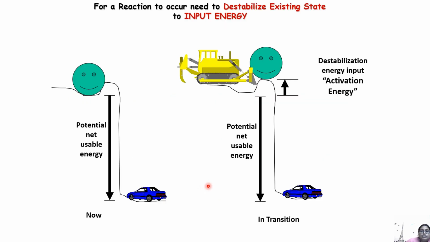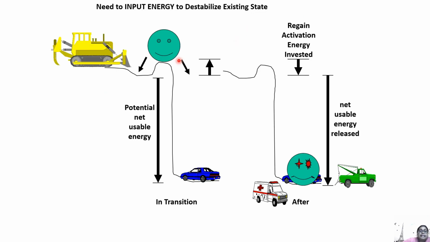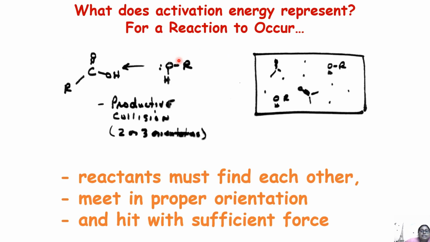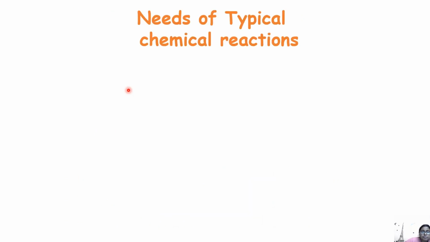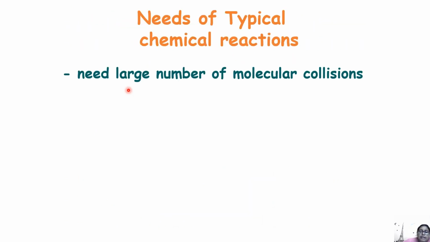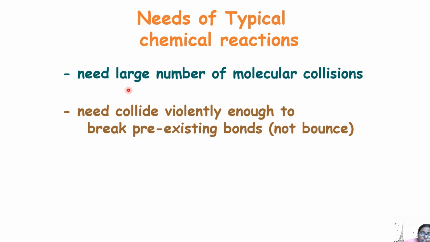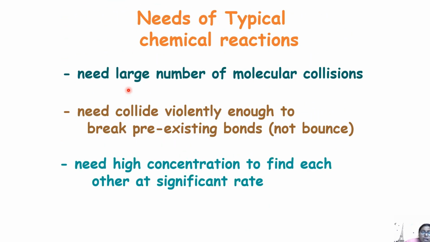So for a reaction to occur, we need to destabilize the existing state, correct? And we need something that will basically decrease the activation energy, correct? So what does the activation energy represent for a reaction to occur? Reactants must find each other, they must meet in proper orientation, and they must be hit with sufficient force, okay? So typical chemical reactions need a large number of molecular collisions. We need the collisions to be violent enough to break pre-existing bonds. We need high concentration to find each other at a significant rate.